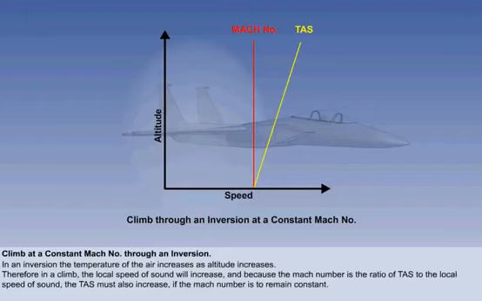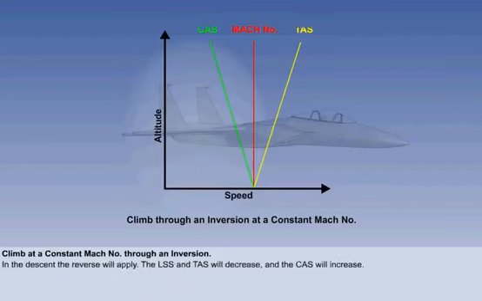Now, let's look at what's happening to the CAS. Calibrated airspeed, or CAS, when corrected for air density, gives us TAS. The air density is reducing with altitude, and therefore the CAS will be reducing also. In the descent, the reverse will apply. The LSS and TAS will decrease, and the CAS will increase. Note the Mach TAS-CAS relationship is no longer CTM, because ISA conditions no longer apply.